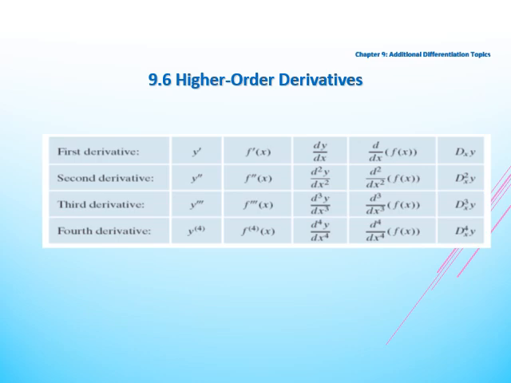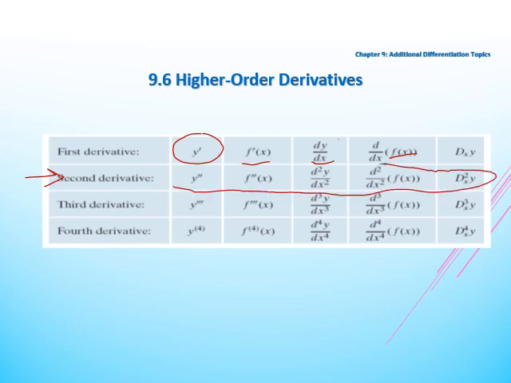So the first derivative, which is denoted by y dash, may be denoted by f dash of x, or dy over dx, or d of dx for f of x. All these are different notations for the first derivative. Also, the second derivative can be denoted in these forms: y double dash, f double dash of x, d squared y over dx squared. Please take care of this form.